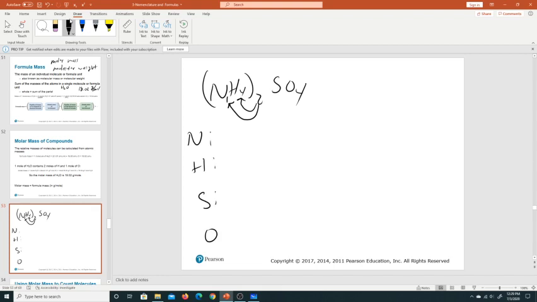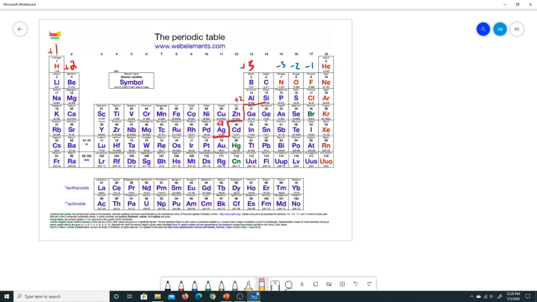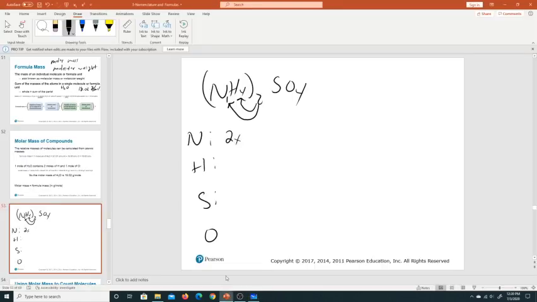So we have 1 times 2, so that's going to be 2 times nitrogen. Nitrogen has an atomic weight of 14.01. That's going to be 28.02 grams per mole. Hydrogen, let's see, so 4 times 2, that's 8 of those. So 8 times 1.01, that is 8.08 grams per mole. So again, these are all grams per mole.